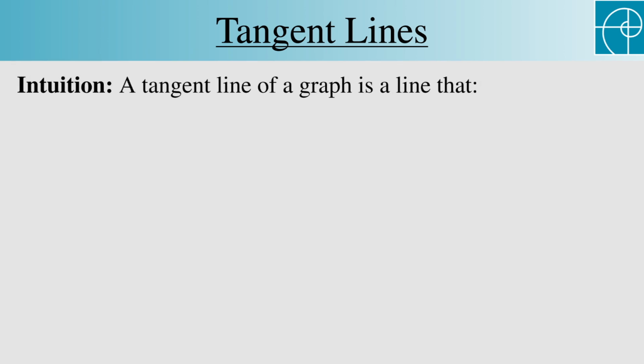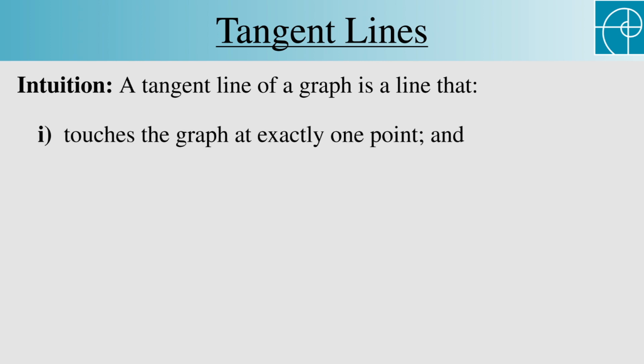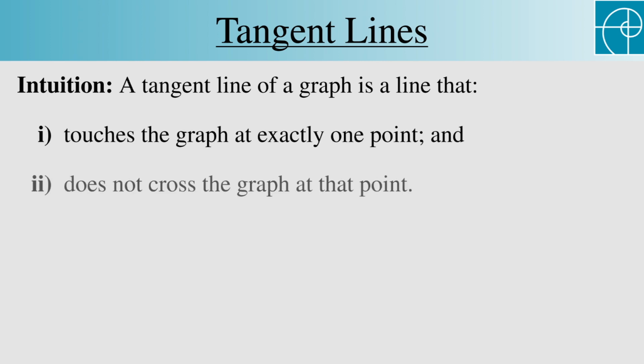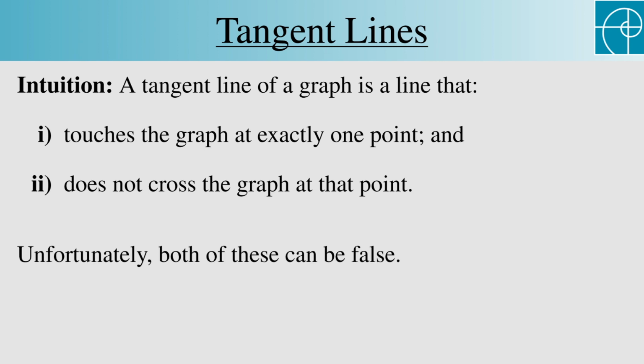You might wonder whether we can avoid using limits to define tangent lines. One common intuitive definition is that a tangent of a curve is a line that touches that curve at exactly one point and doesn't cross the curve at that point. Unfortunately, both of these can be false.